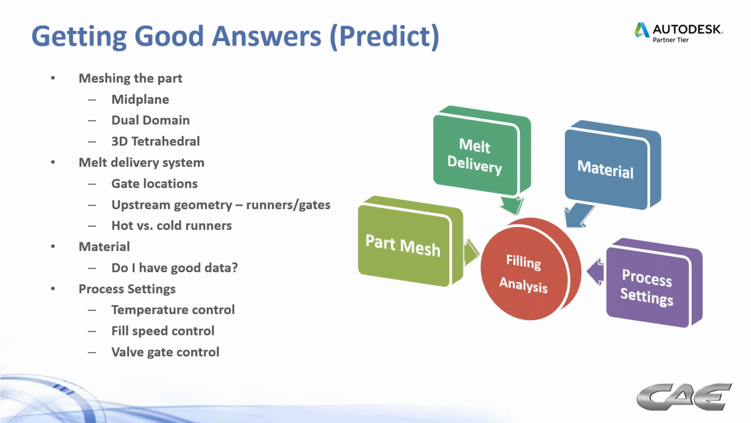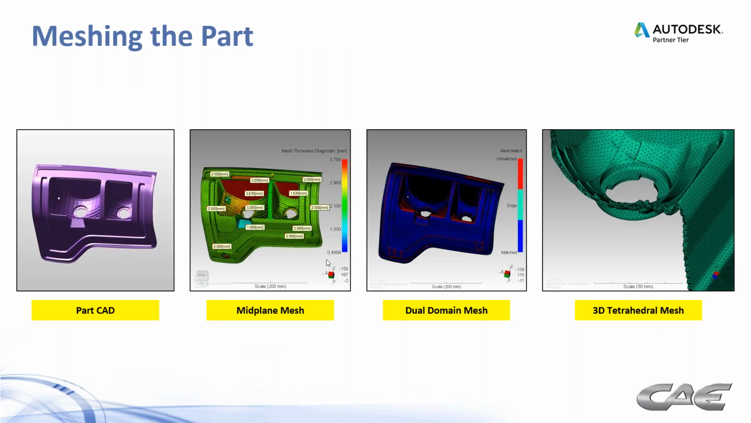And if we properly simulate the process, we can trust the results, and by trusting the results, we can solve or avoid problems. So, we talked about meshing the part.